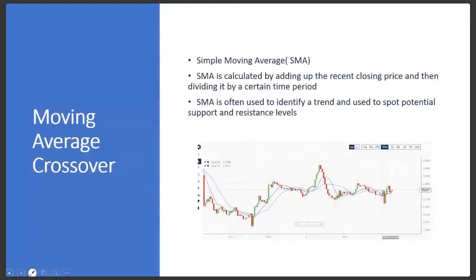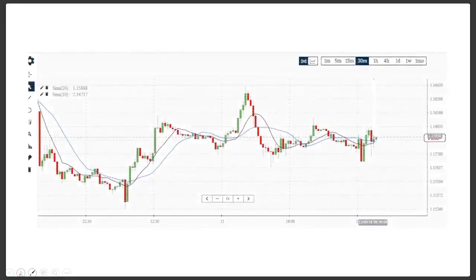But that's not the only reason why people use the SMA. There is another way of using the SMA, and there's another theory and technique called the simple moving average crossover. Now, as we say, the SMA is used to calculate the recent closing price and divide it by a certain time period to identify the trend and potential support and resistance. But the crossover is different. A crossover is where you take two simple moving averages.